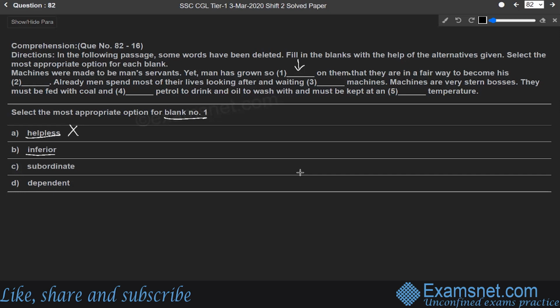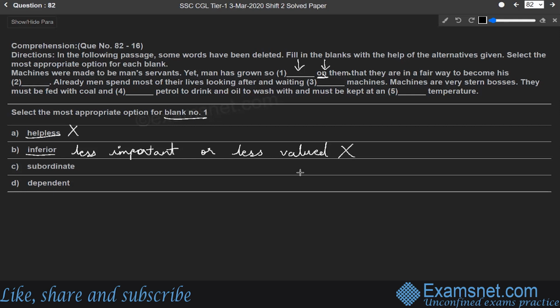Second option is inferior. What do you mean by the word inferior here? The word inferior means less important, or less valued. So again, men cannot be inferior on machines, right? Someone can be inferior to someone, means someone can be less important than someone, but someone cannot be less important on someone, right? Since on is present, inferior is a wrong word for this sentence. Men cannot grow so inferior on machines. Okay, so it is a wrong option.